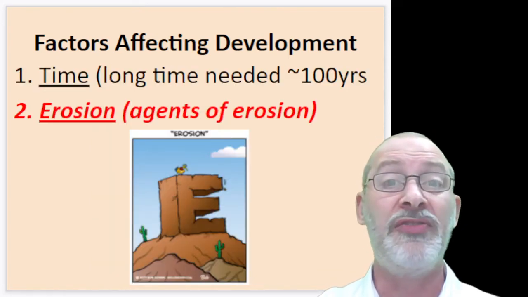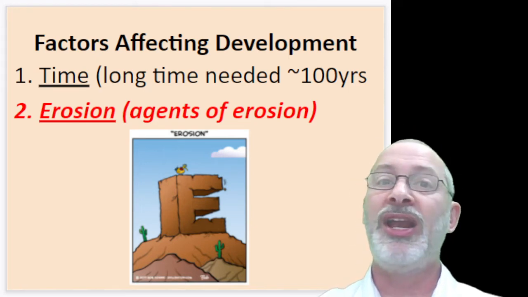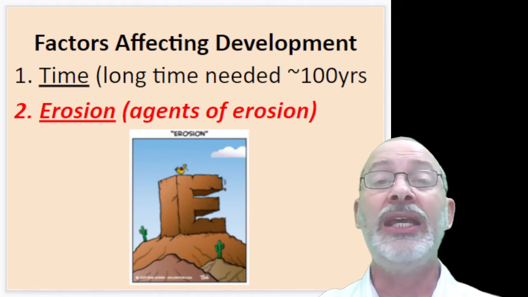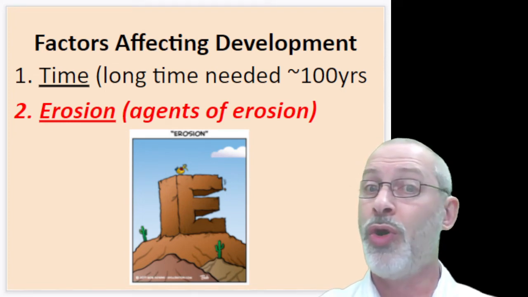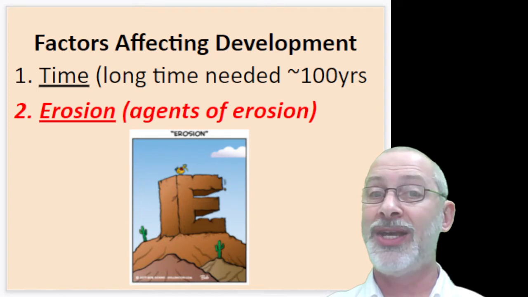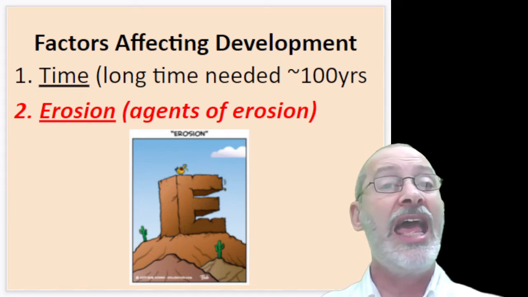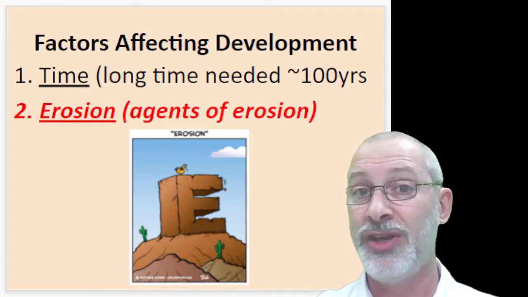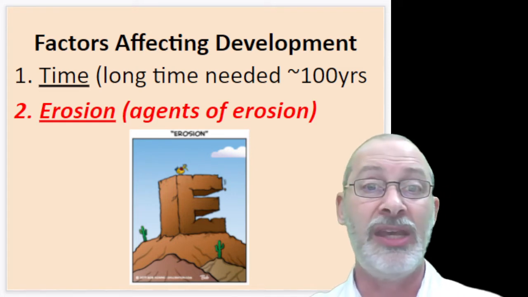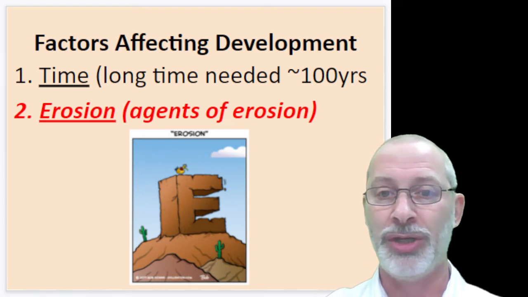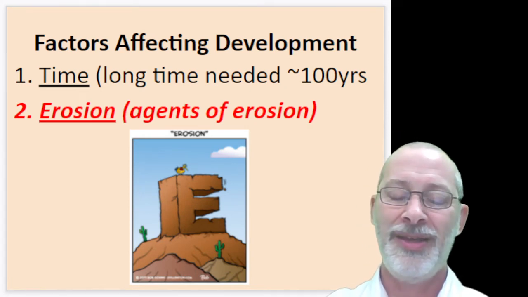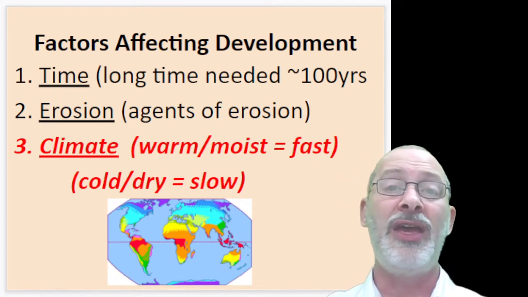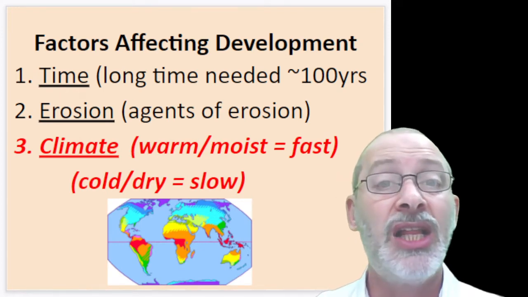The second factor should be familiar to you. We spent last week discussing this factor, and that is erosion. And you hopefully remember from last topic what some of the agents of erosion are. In fact, you might want to pause this video and list the agents of erosion. All right, the third factor affecting the development of a mature soil is climate.